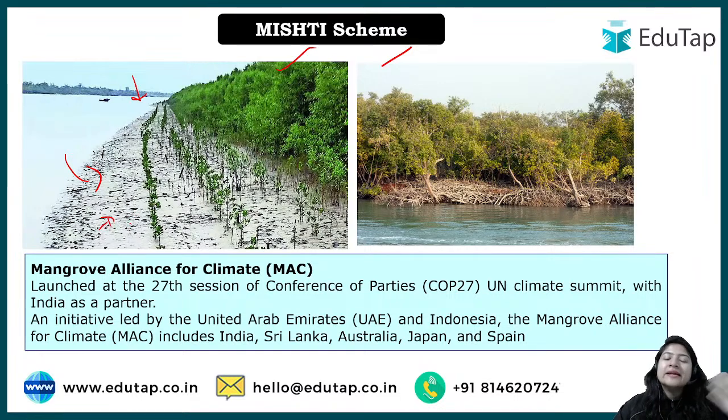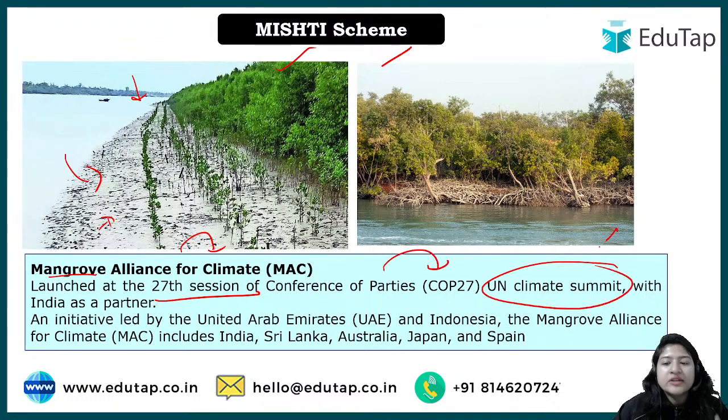So at an international level also, we have the Mangrove Alliance for Climate, and this was launched at the 27th COP, the Conference of the Parties, of the climate summit that we are talking about, okay? So in that, this Mangrove Alliance for Climate was launched, and our country, India, was also part of it, okay? Whatever countries were involved in launching this particular mission, India was also part of it, right?